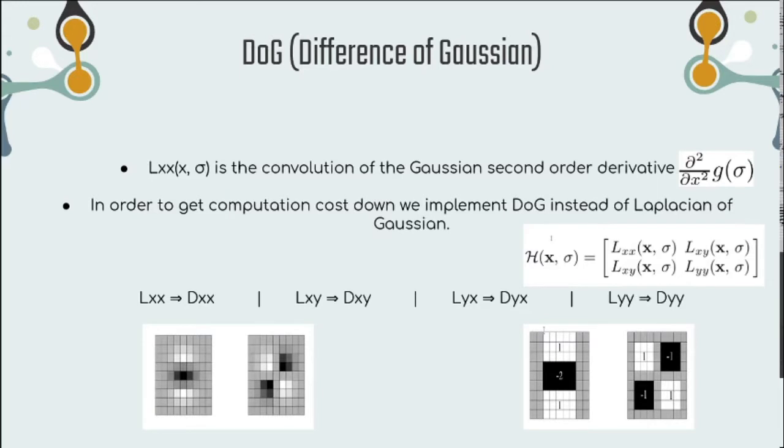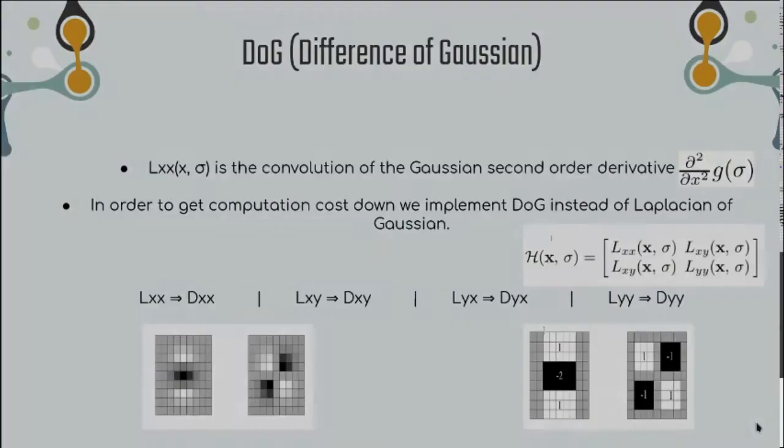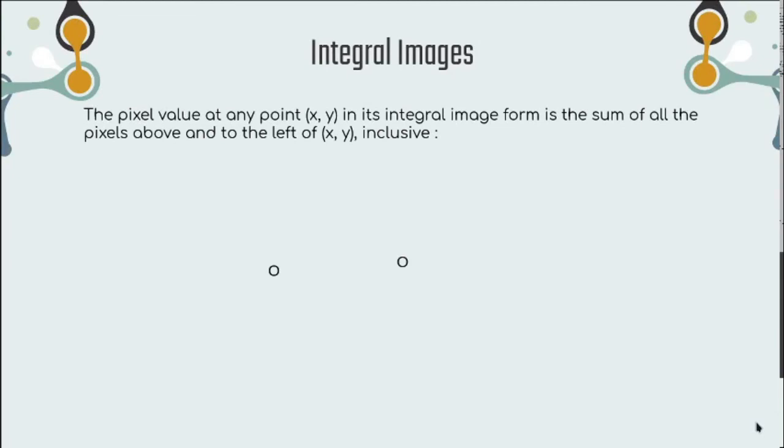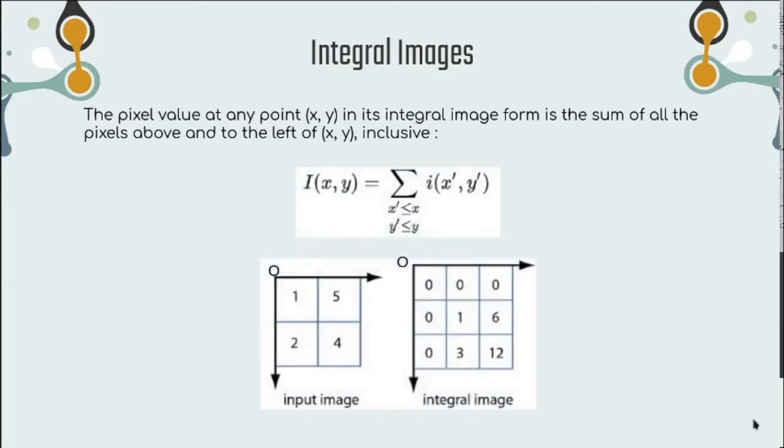The Gaussian second order derivative is approximated by a box-like filter, and this is nothing but the Haar wavelet filter. We will discuss later how the approximation helps us in faster computation when we use the integral image. Integral image: the entry of an integral image at a location x, y is the sum of all the pixels in the input image within the rectangular region formed by the point x, y and the origin.